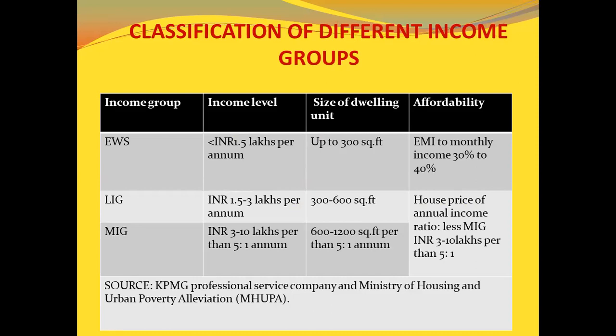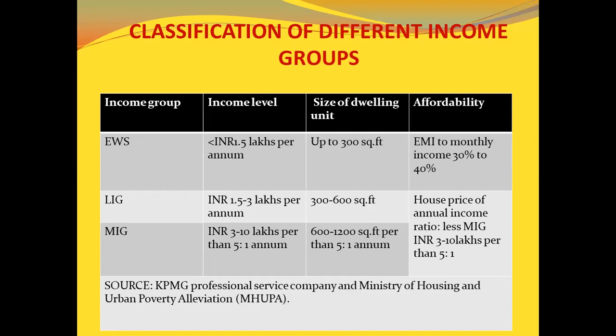For the economically weaker section group, the income level should be up to 1.5 lakh per annum. For the low income group, it should be 1.5 to 3 lakh per annum, and 3 to 10 lakh per annum for the middle income group. The size of the dwelling unit depends upon this income level. For the economically weaker section, it is up to 300 square feet. For the low income group, it is 300 to 600 square feet. And for the middle income, it is 600 to 1,200 square feet.